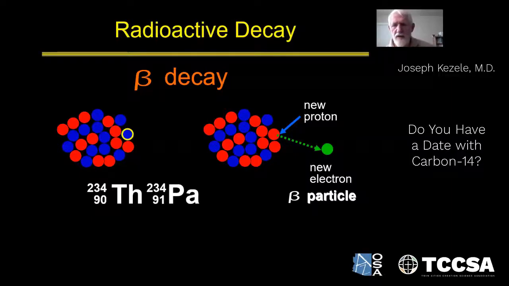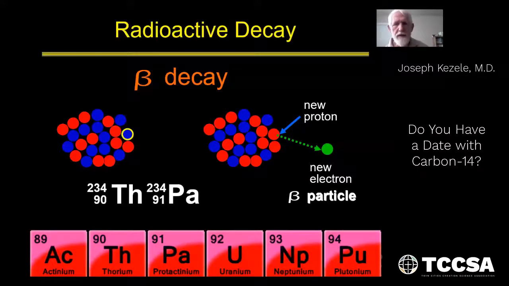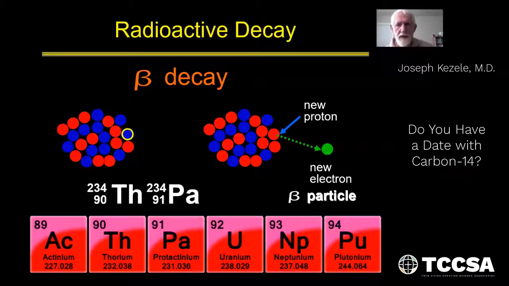So the beta particle kicks out, it has that negative charge and almost no mass, and that neutron has become a proton, so now that is protactinium. And so there you see where thorium became protactinium. This is beta decay.